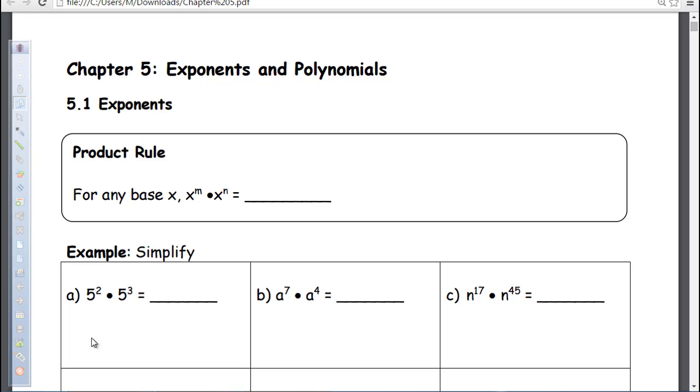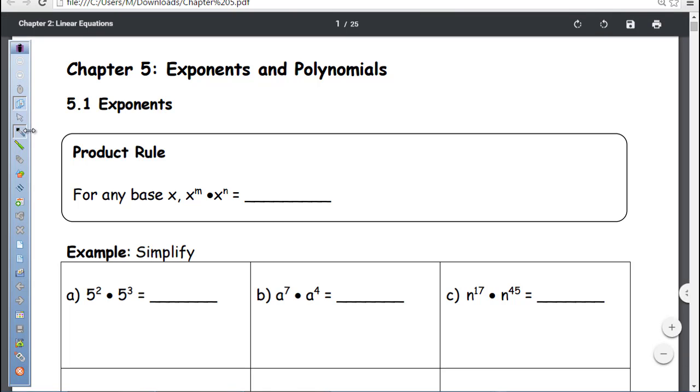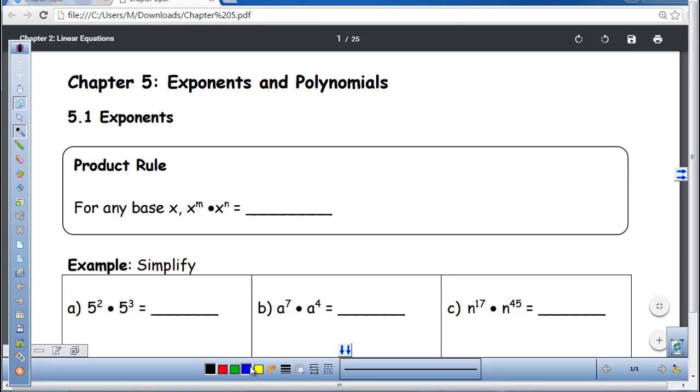Okay? So we're going to start with a product rule, and if we have a base x, the rule says x to the m times x to the n is equal to x to the m plus n. So if our bases are the same and we're multiplying those bases, where they're raised to exponents, we can add the exponents. So for instance, if we've got 5 squared times 5 cubed, then that's just going to be 5 to the 2 plus 3, or 5 to the 5th.